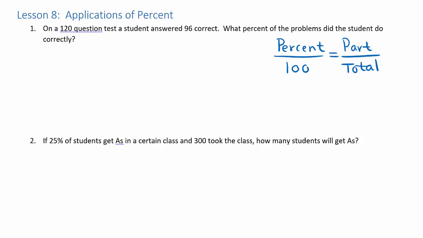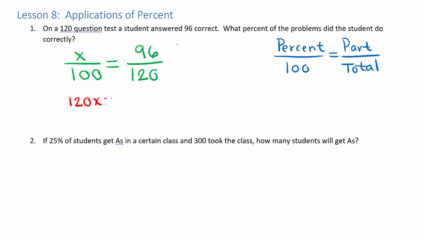On a 120 question test, a student answered 96 correct. What percent of the problems did the student do correctly? So I'm solving for the percent. So that means the x goes over the 100. Now I just have to figure out which number is the total and which is the part. Well, the total number of questions is 120, and the part that the student got right is 96.